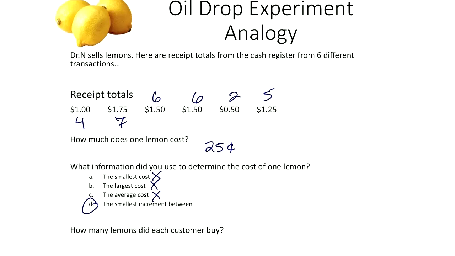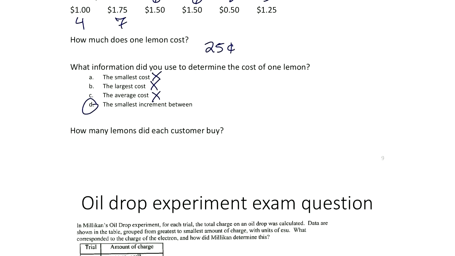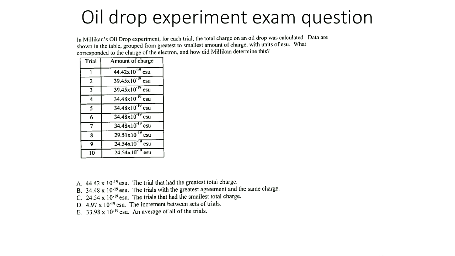Electrons. Money is what? Charge, yes. Very good. Okay, so this actually came straight from an exam. But now you're good. So here's a bunch of data that Millikan got. So charges of oil droplets, all right? And now it's asking, what is the charge of an electron and how did Millikan determine this?